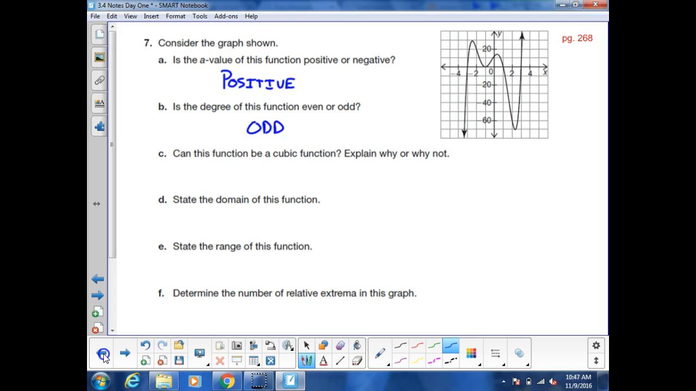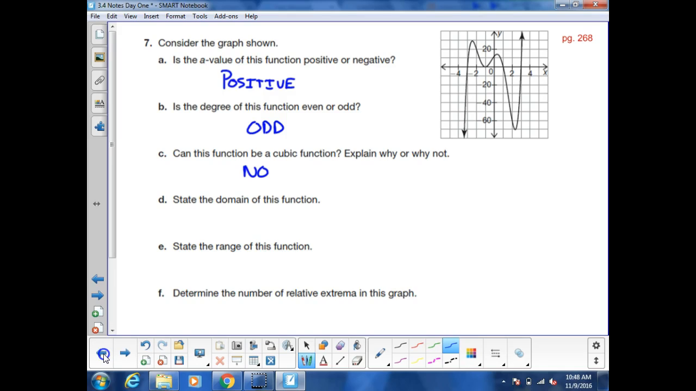C. Can this function be a cubic function? Why can this not be a cubic function? It's got 4 turns, and the number of turns can't be more than the degree. Okay? So what's the smallest degree of this function? 5. Okay? But it could be 5, it could be 7, it could be 9, it could be any odd number bigger than 5. So this function cannot be a cubic function.